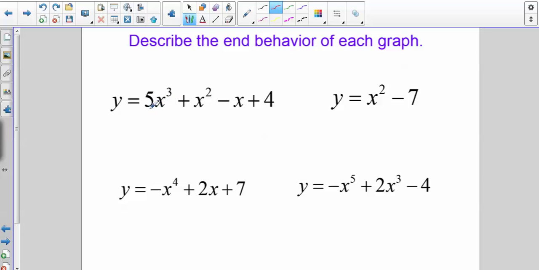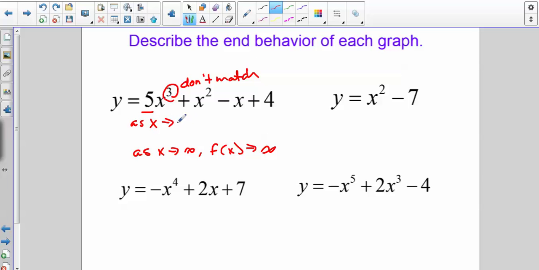On the right side of this graph, we're going to be going to positive infinity because my leading coefficient is 5. So as x goes to positive infinity, f of x is going to go to positive infinity. My largest exponent is odd, so my ends don't match, which means as x goes to negative infinity, on the left side, my y is going to go to negative infinity.